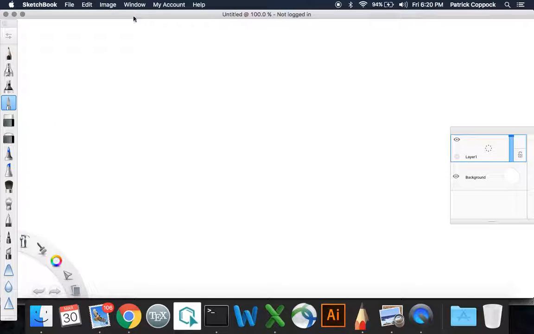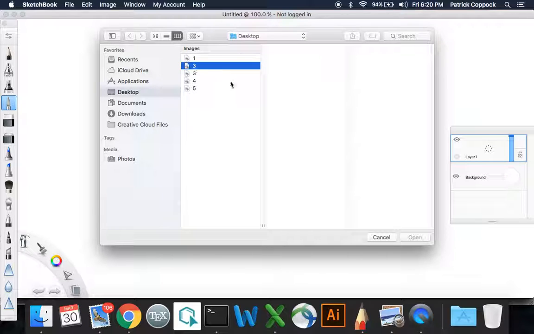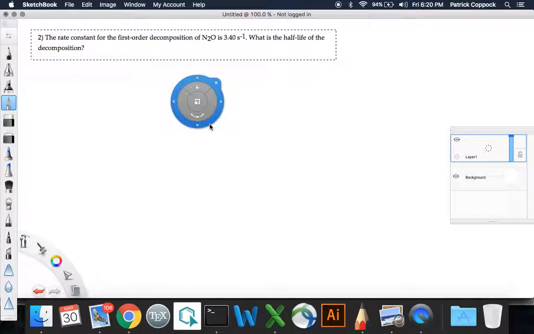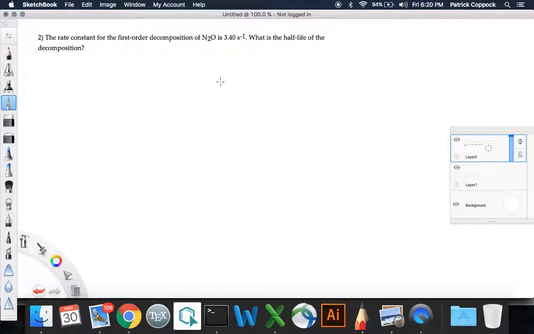Don't save. File, add image. Number 2, open. Okay, so the rate constant for the first order decomposition of N2O is 3.40 reciprocal seconds. What's the half-life?